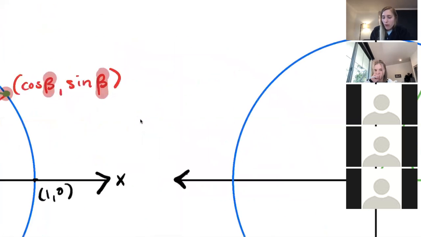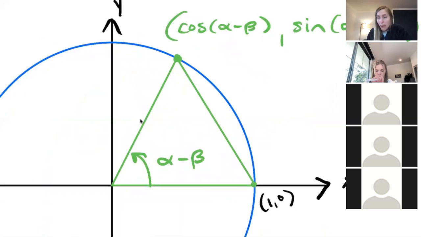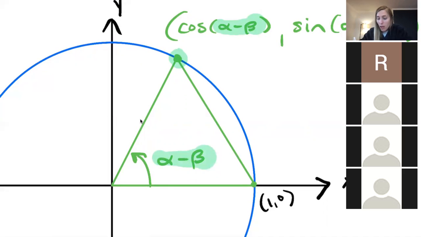So if we've taken the angle that was equal to alpha minus beta and put it into standard position, that means that this point right here would be cosine of the angle alpha minus beta, comma sine of the angle alpha minus beta. Like if alpha minus beta was equal to 60 degrees, that point would be cosine of 60 degrees, comma sine of 60 degrees. Alpha minus beta is just the angle name.